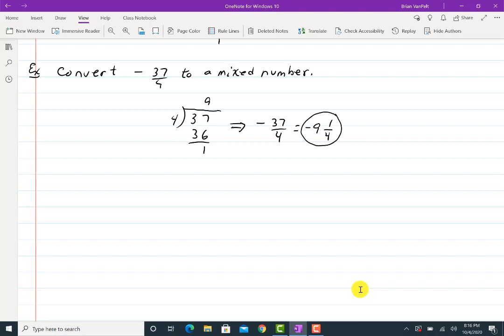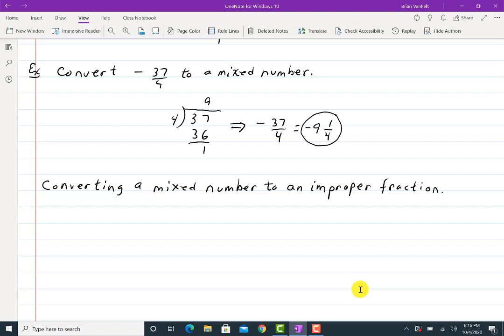Now, to convert the other way, that is to take a mixed number and convert it to a fraction looks like this. We'll start with an example. I'll do more explanation than is probably necessary, but I want you to get the idea behind it.